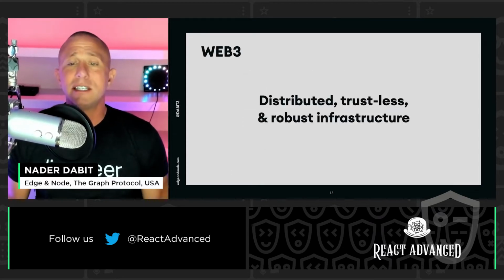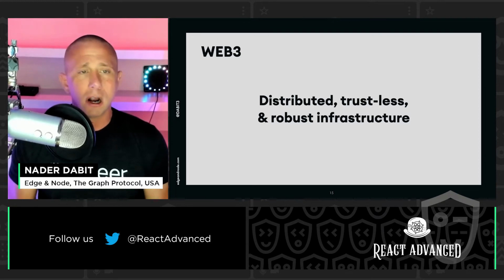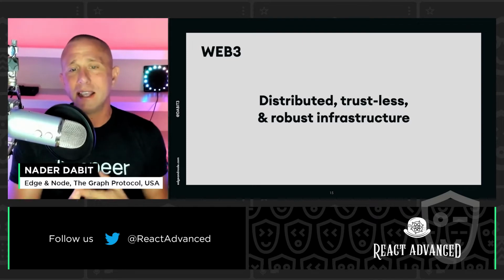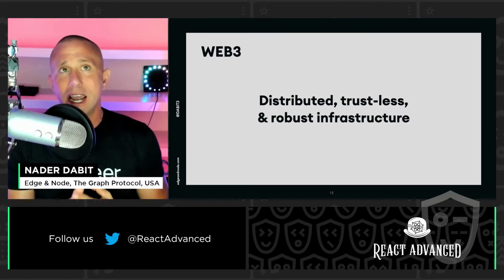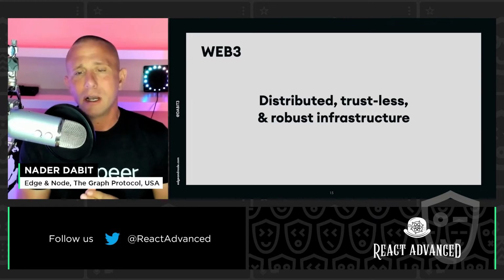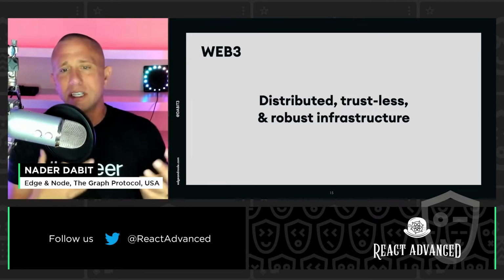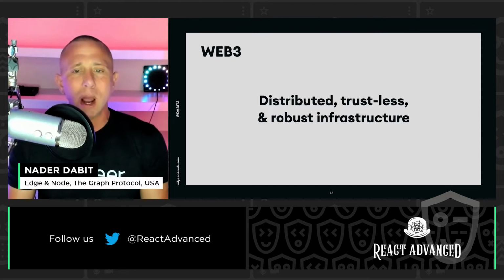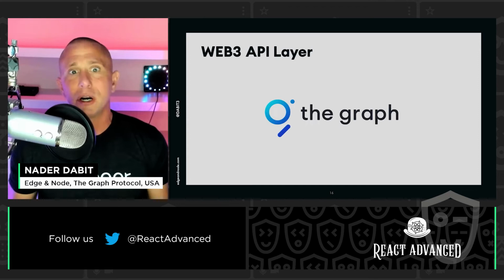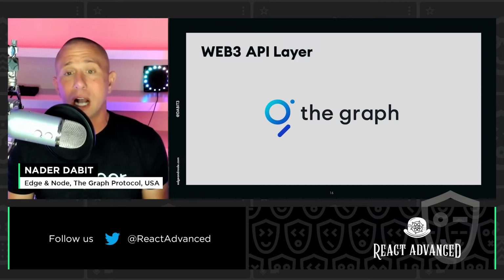So what is this distributed, trustless, robust infrastructure I'm talking about? Let me give you a few examples, because in the Web 2 stack, I know I need identity, I need a database, I need a server for some type of business logic. I need all these different pieces. We have these pieces in Web3 as well, though some of the pieces are not yet as mature as in Web 2. The Graph Protocol is what I work with. This is an API layer for querying blockchain data.